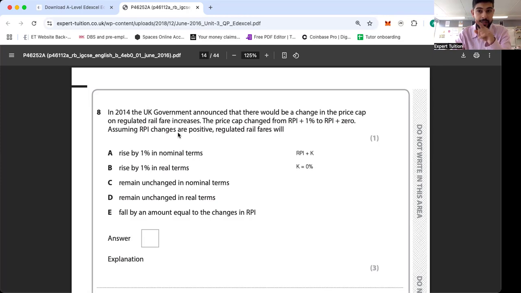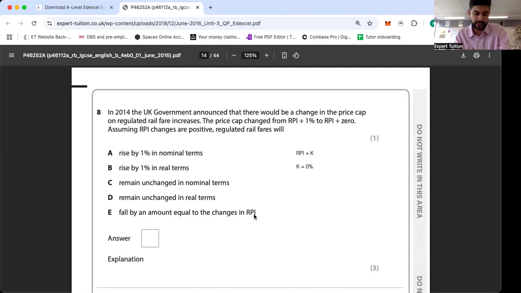That sentence, by the way, is really important because if it didn't say that, option E would have been correct. And a lot of people chose option E. It can't be E. Let me rule out E straight away. It says fall by an amount equal to the changes in RPI. It can't fall because RPI must be positive. So it cannot be E.